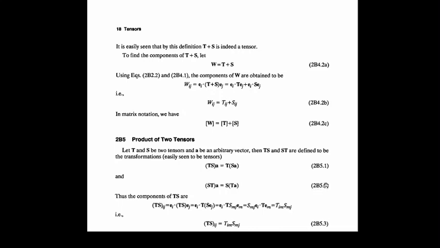If you have TS, then this product acting on A will give you T of Sa, and ST acting on A will give you S of Ta. Now this product ST or TS is a tensor. So you only need to show that this product satisfies the two basic properties of linearity. This you have to check.